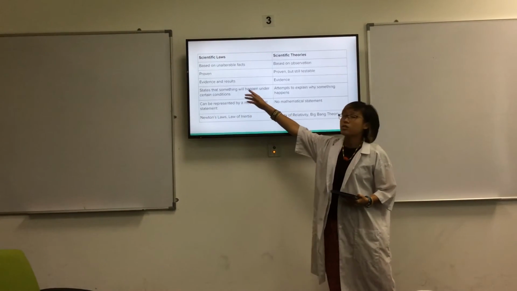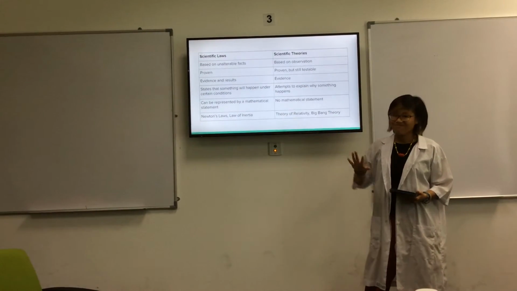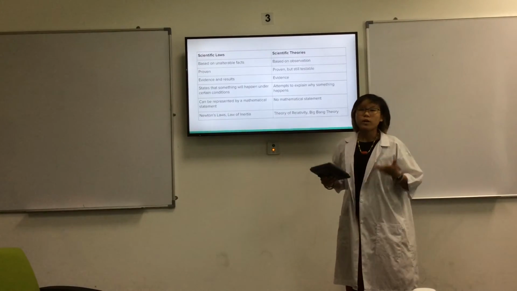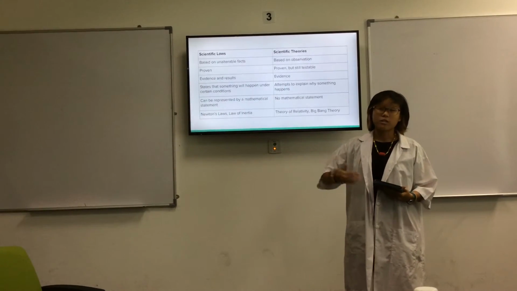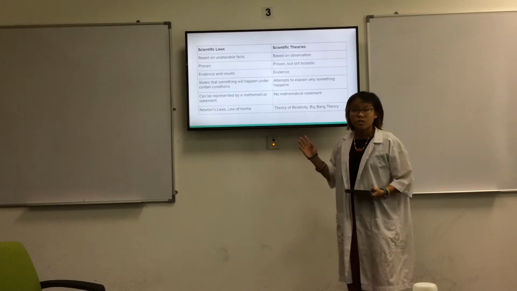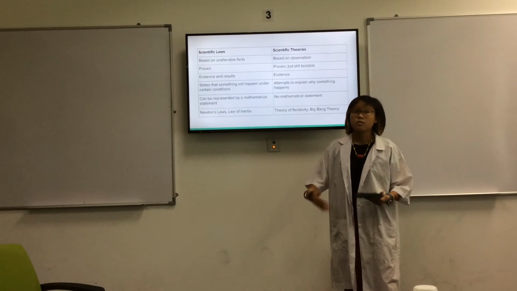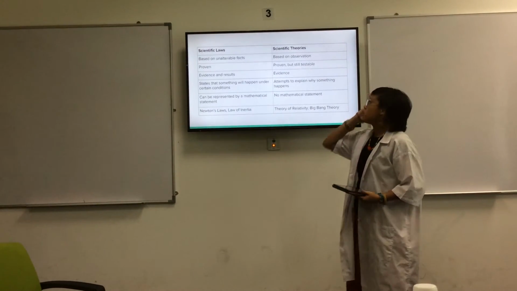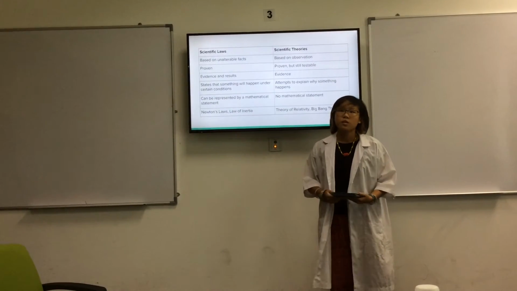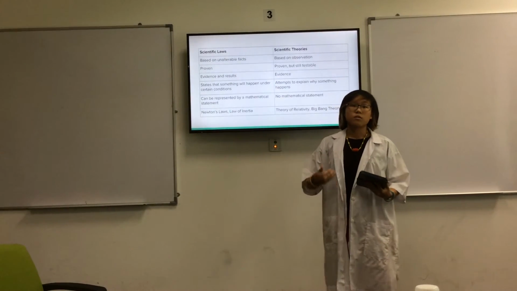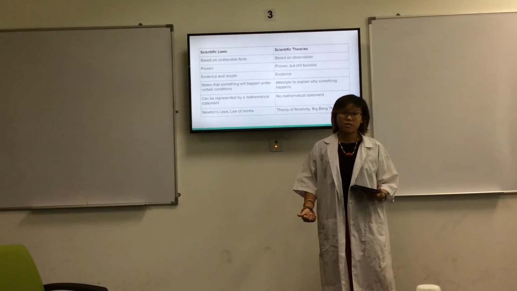Now, scientific laws have both evidence and results. For scientific theories, they have evidence. Results, not really. Now what the law does is that it states that something will happen in a certain condition, like Shalini mentioned just now. But what a scientific theory does is that it looks at what happens and it attempts to explain it, how it happened or why it happened. Now something special about scientific law is that it often can be represented by a mathematical statement. So for example, the equation for energy is E equals mc squared. Well, for scientific theories, most of the time there are no mathematical statements.